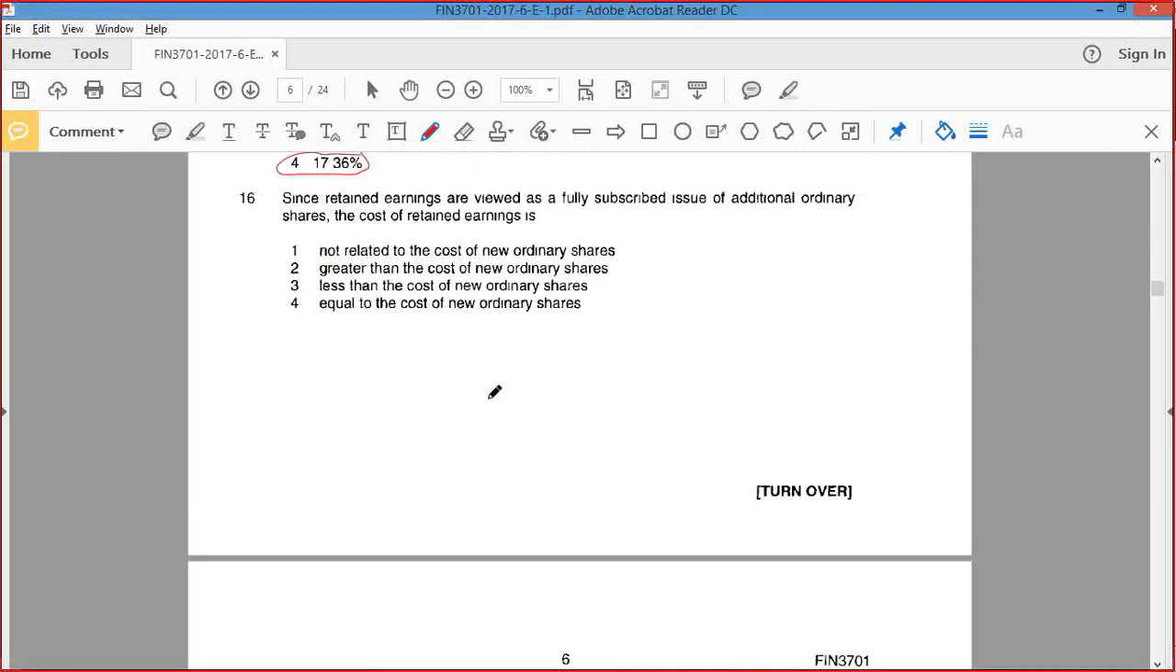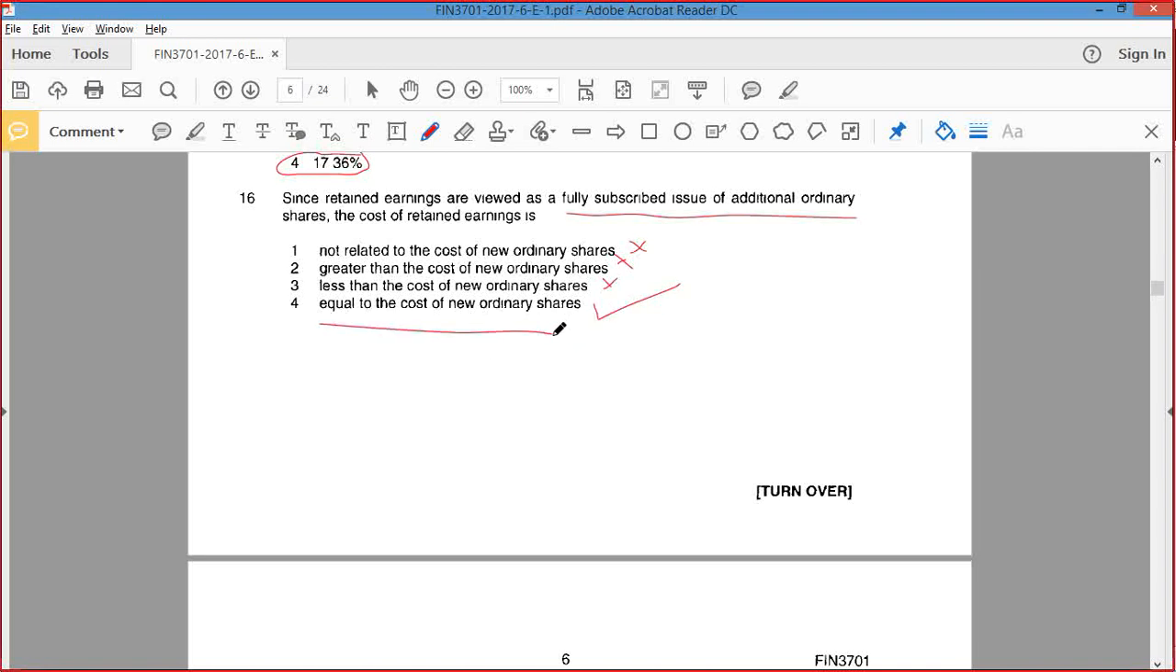Right, 16 is theory. Since retained earnings are viewed as fully subscribed issue of additional shares, the cost of retained earnings is: not related to the cost of new ordinary shares, that's false. Greater than the cost? No. Less than? No. Equal to the cost? Yes. Okay, that's assumed.